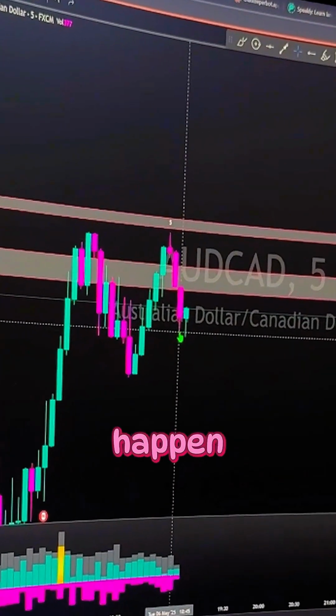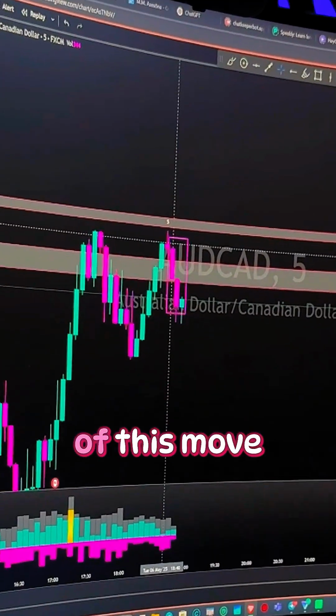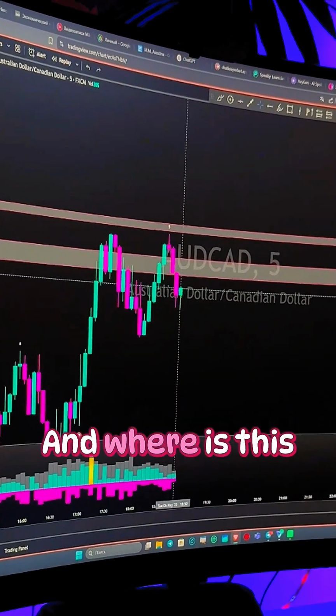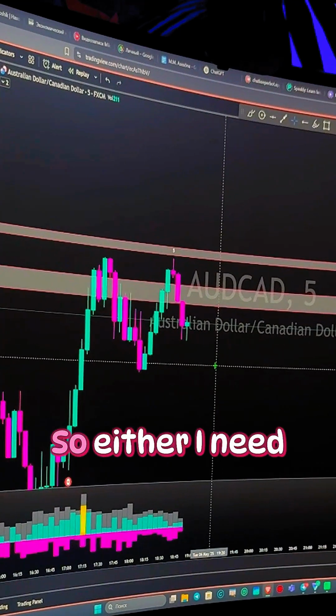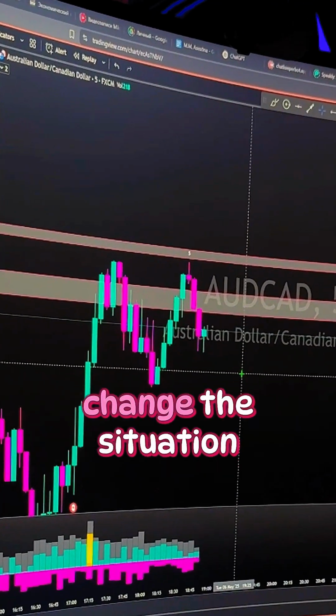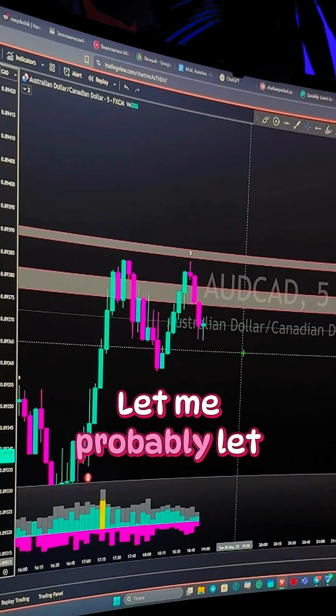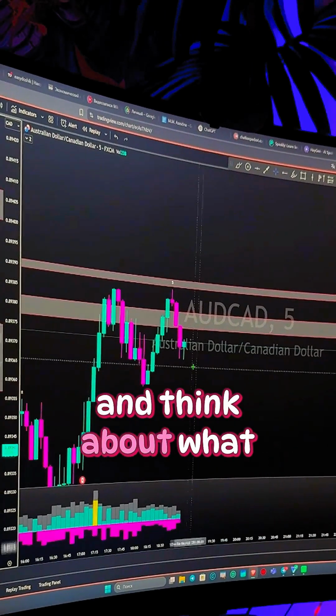Why did this pullback happen? Where did it come from? What was the purpose of this move? Why didn't the seller go down? And where is this candle coming from now? Where did this buyer come from? So either I need to wait here or change the situation. Let me probably let one more candle go and think about what I can do.